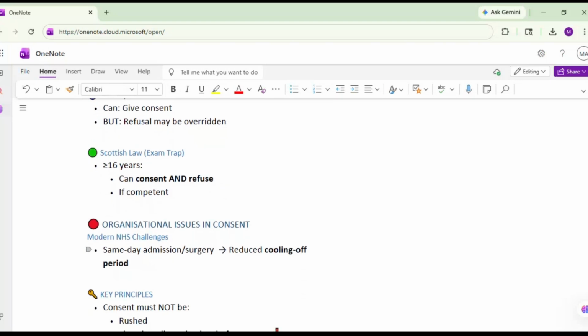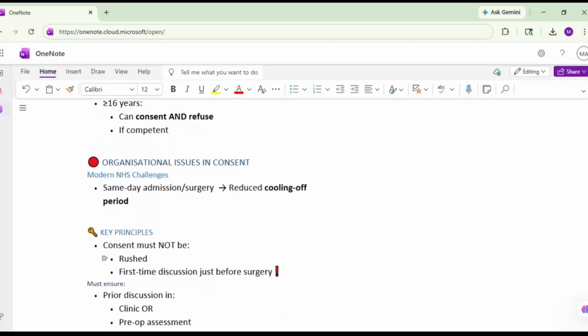As far as Scottish law is concerned, the consent as well as refusal age is 16 years and above. So in UK law it is 18 years, but in Scottish law it is 16 or above. Okay. Then there are certain organizational issues.